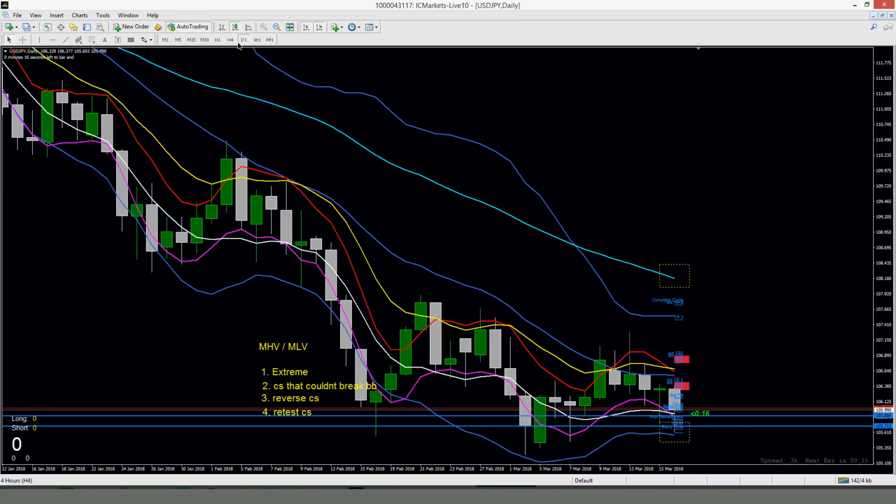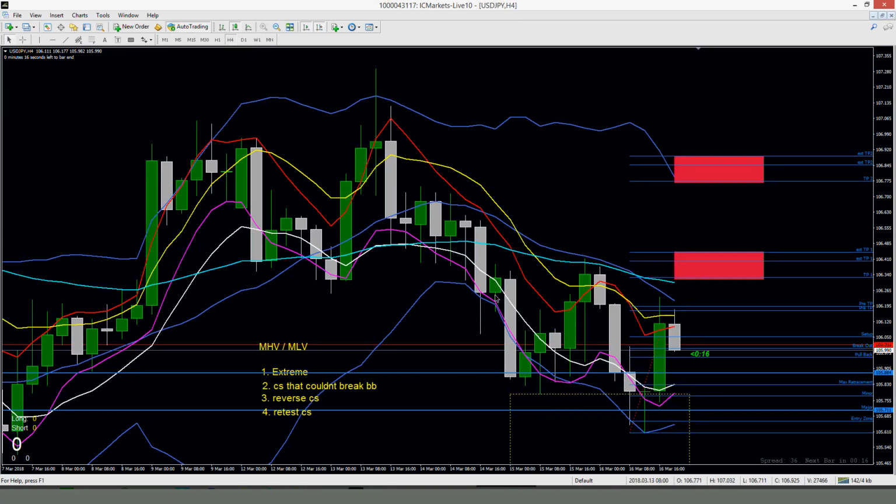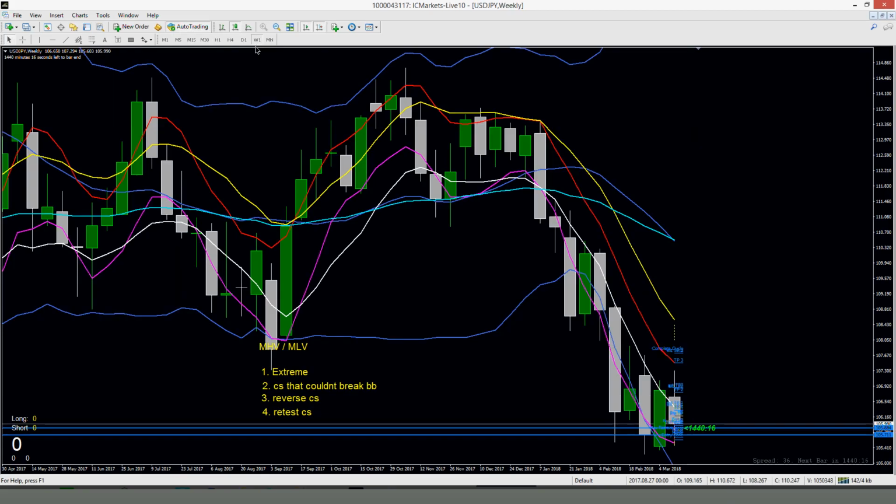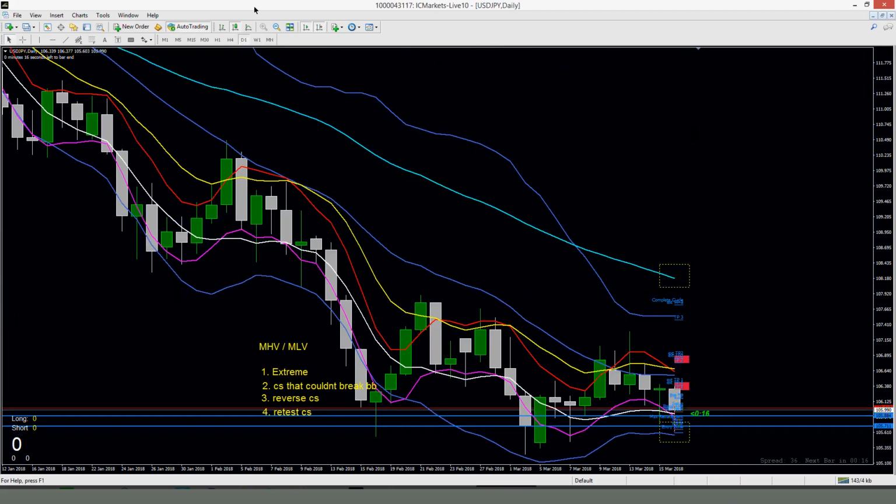Okay, we're not really sure. But right now H4 is already MHB and H1 already has a candlestick direction, and there's a potential re-entry buy at this point. Okay, so now we go back to daily.